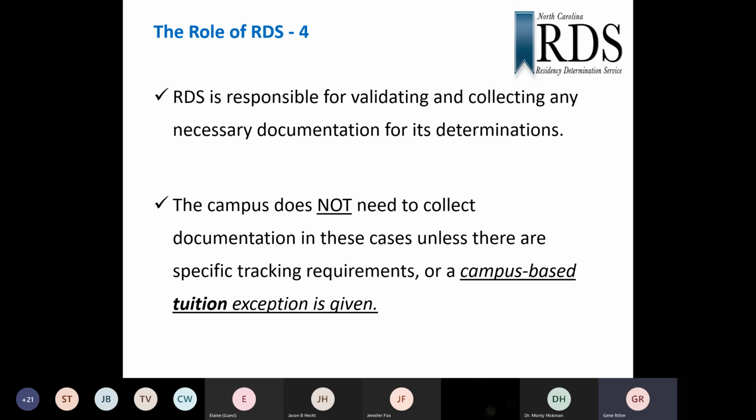So RDS will validate and collect any necessary documentation, which, by the way, initially, if they come to an appeal, it could be different, but very few students are requested a document anymore. Probably, I think last October, we looked at this during the college app season, and it was something like 5 to 8%, somewhere in there. It's only things we can't do electronically. But the campus does not have to collect documents on any residency determination, only for something campus-based.